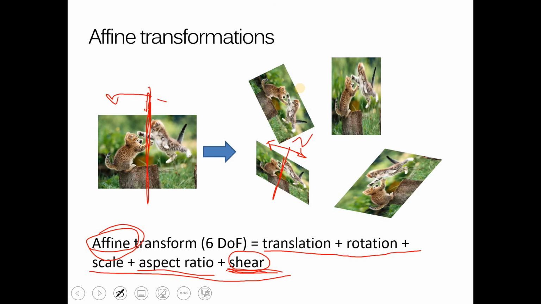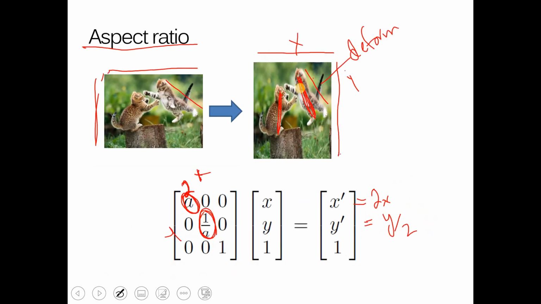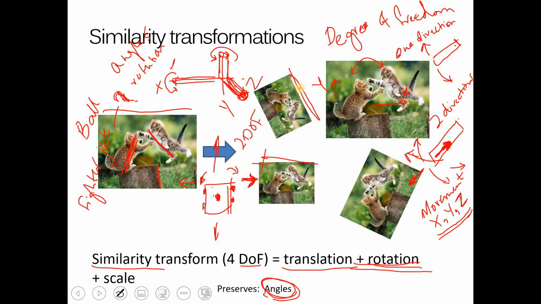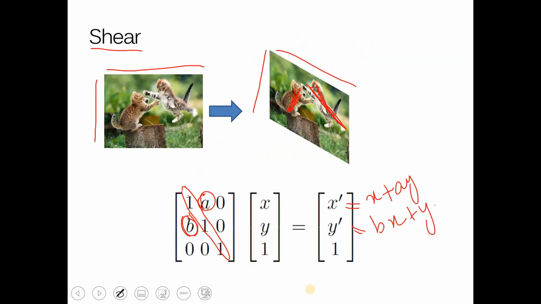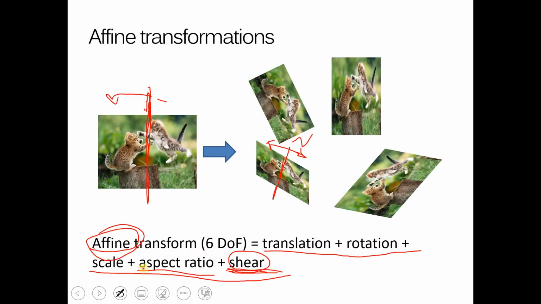So the original similarity transforms preserve the angle between the objects inside the image, but the affine transform does not respect it because of these two new types of transformations, aspect ratio and shear transform. The affine transform no more preserves angles. So no angle preserving is because of these last two transformations.